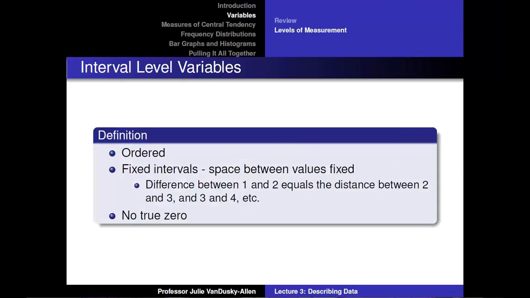Interval level variables are ordered. The spaces between the categories are fixed. For example, the spaces between 1 and 2 equal the same distance between 2 and 3, 1 unit. But with interval level variables, there is no true 0.